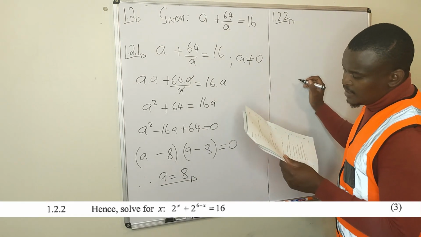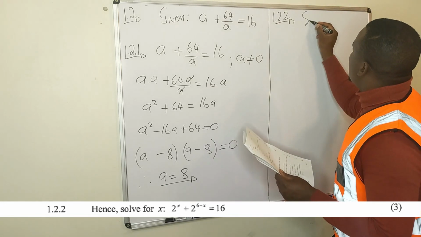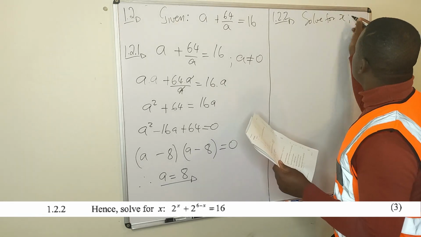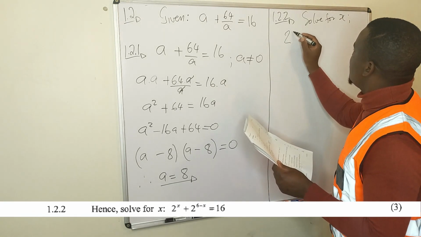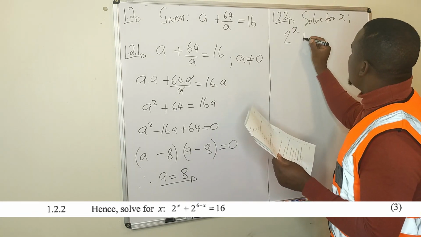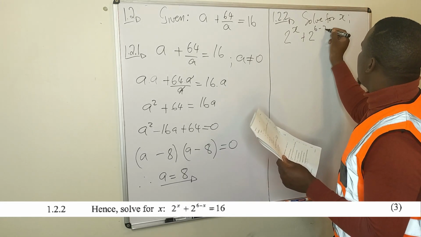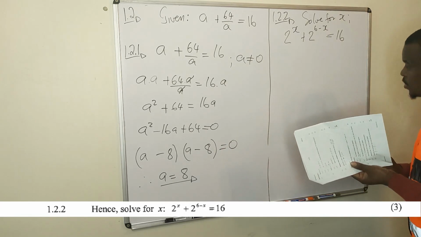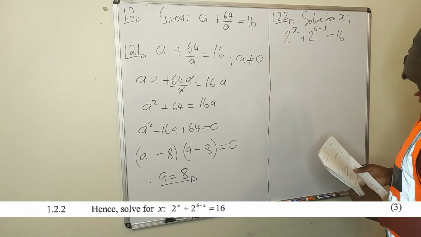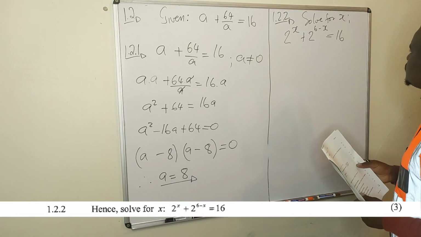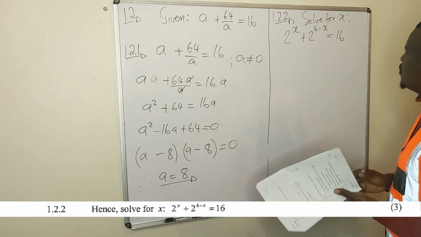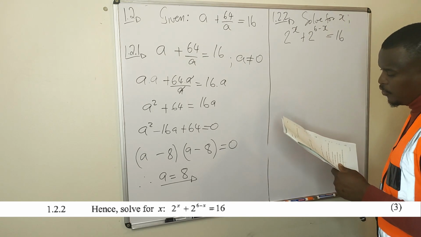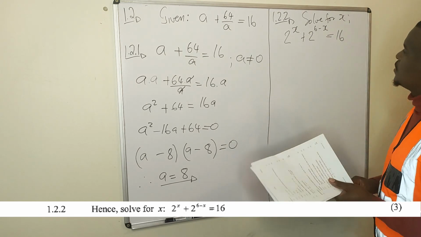So, they are saying solve for x. Solve for x on this equation here: 2 raised x plus 2 raised 6 minus x is equal to 16. What do they want you to do? They want you to solve for x. So what do we do? The question says, hence solve for x from this equation.